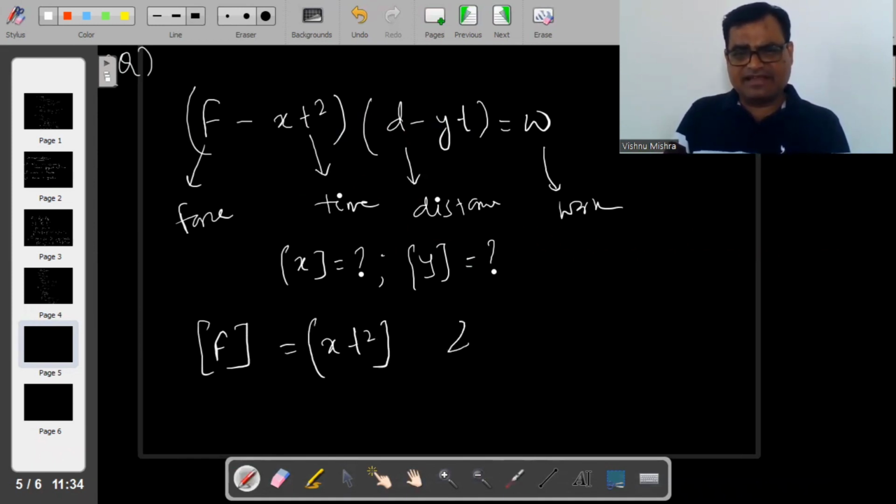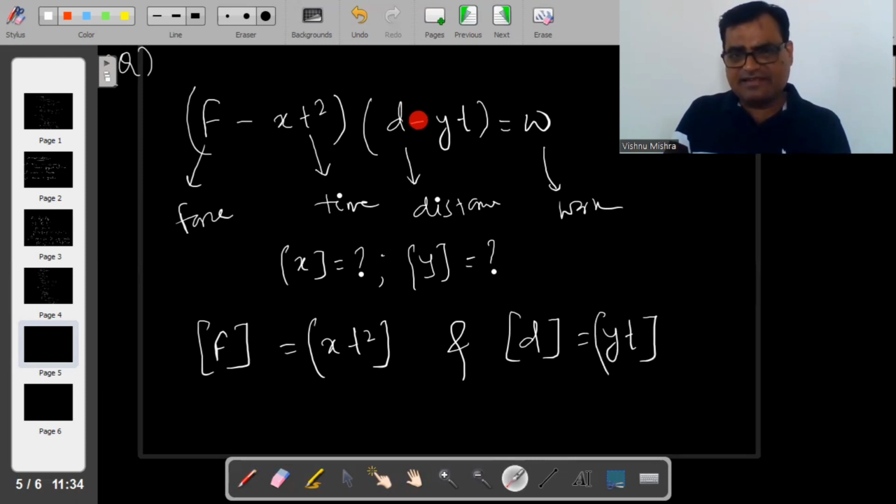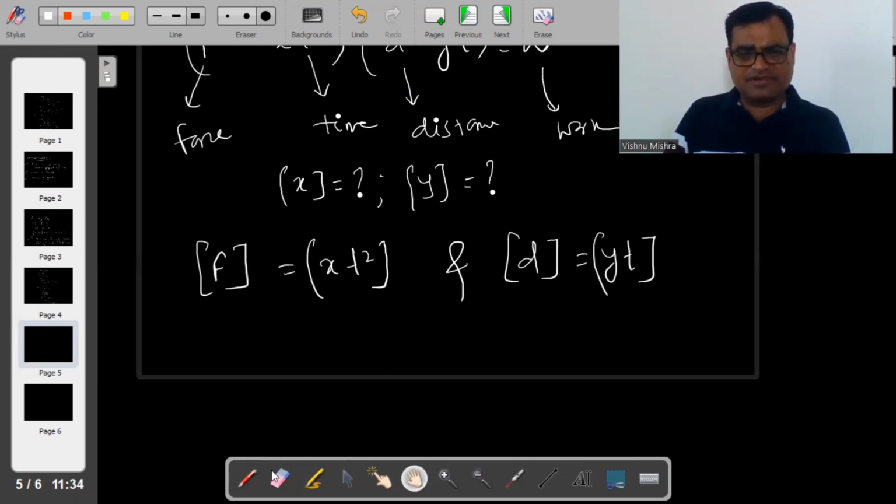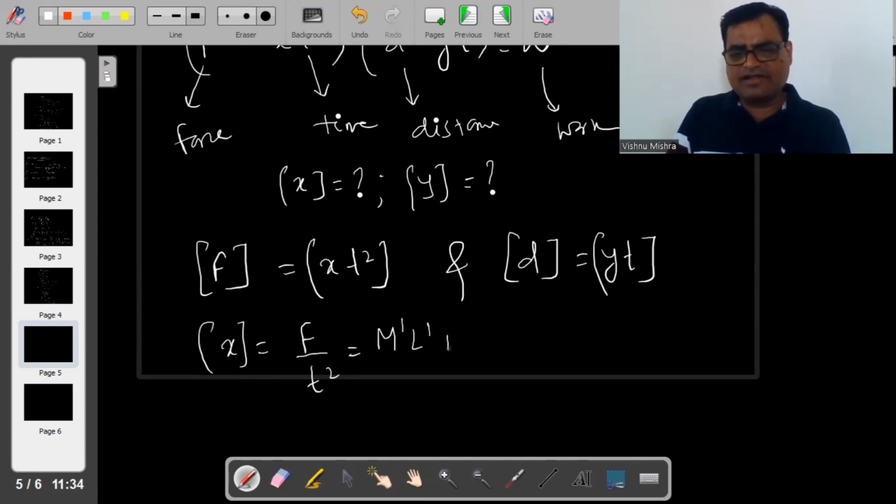And you're having d dimension is same as what? Yt. Why? Because again minus sign is written. Plus minus dimension is same. Already I told that. So just put the value here. Now x is equal f by t square. What is my dimension of f? F, you know, m1 L1 t minus 2 by t square. This is what? M1 L1 t minus 4.